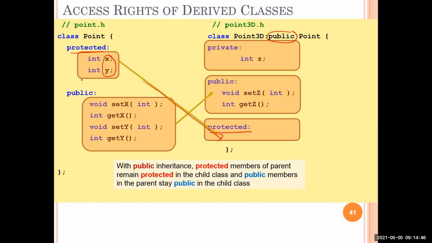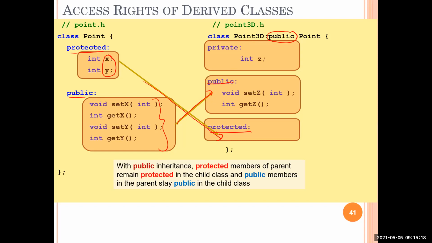Okay, similarly, these functions were public in the parent class. When they go to the child class, they will become a public member of this class. So with public inheritance, you can see x and y, when they are inherited, become protected members because they were protected in the parent. Similarly, when these 4 functions are inherited, since they were public in the parent, when they come to the child class, they also become a public member. Okay, so this is basically the description.